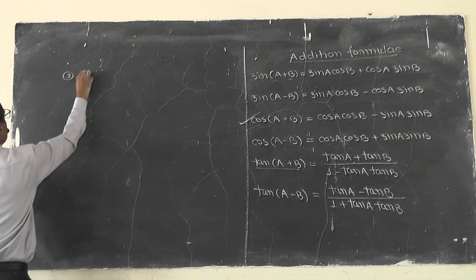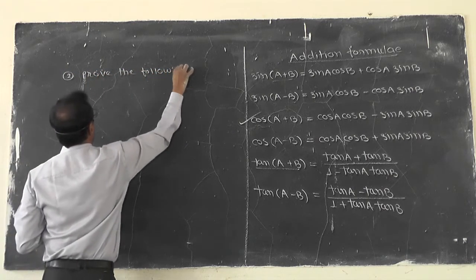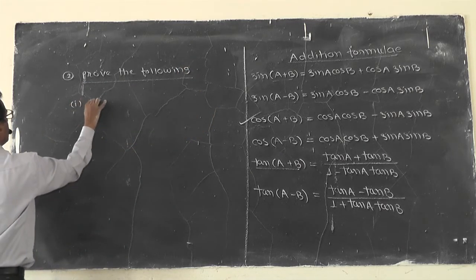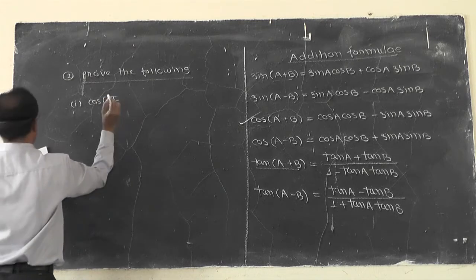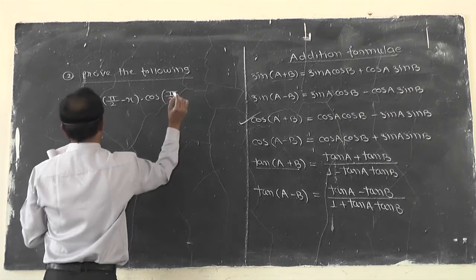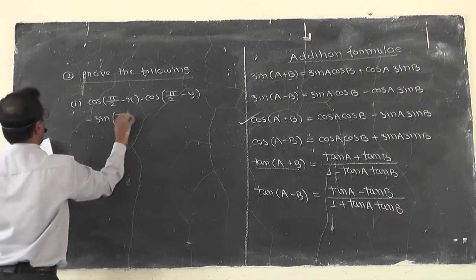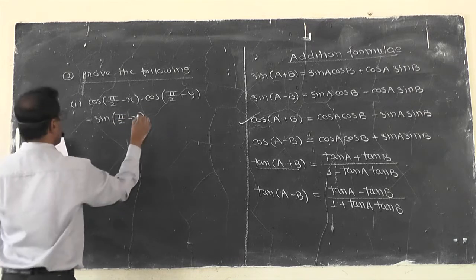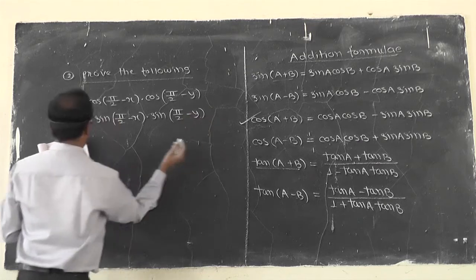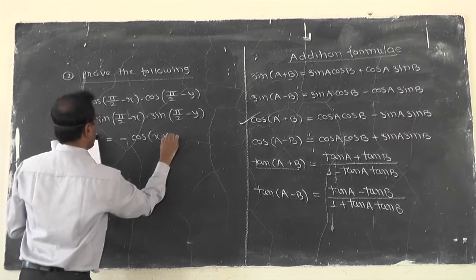Next one, question number 2. Prove the following. The first question is cos of pi by 2 minus x into cos of pi by 2 minus y, minus sine of pi by 2 minus x into sine of pi by 2 minus y. You want the answer minus cos of x plus y here.